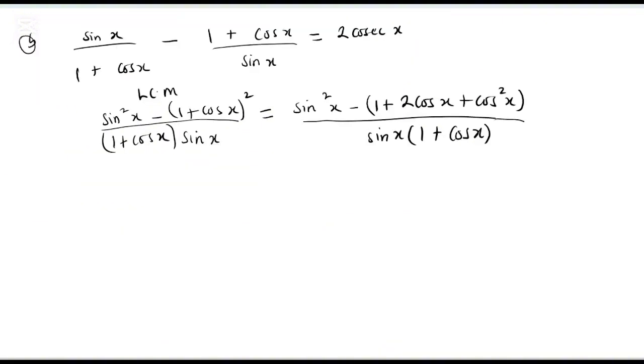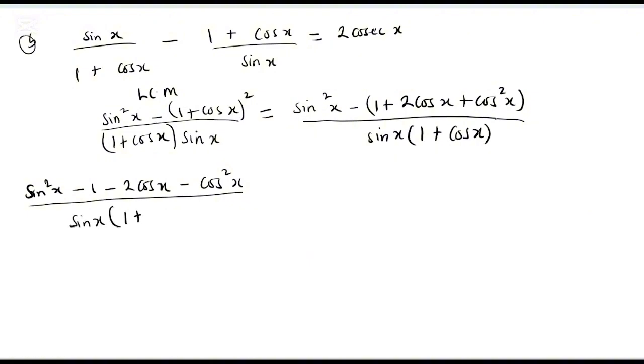So the next thing I'm going to do is use this negative to multiply out the bracket, so we can have sine squared x minus 1 minus 2 cos x minus cos squared x over sine x times 1 plus cos x.